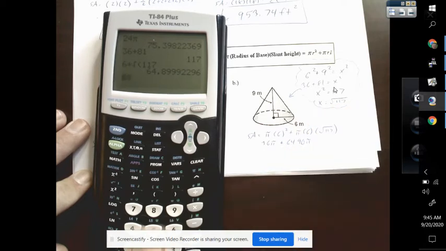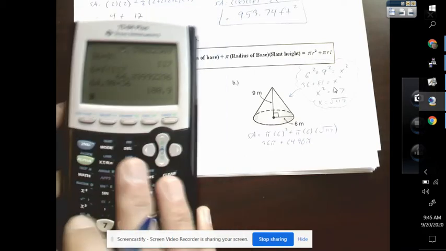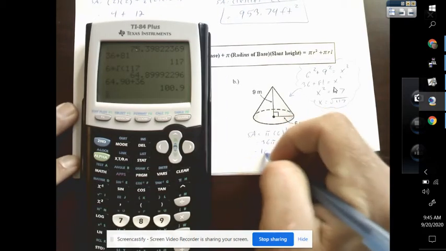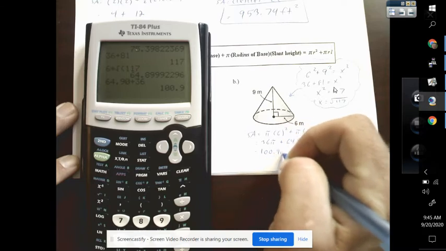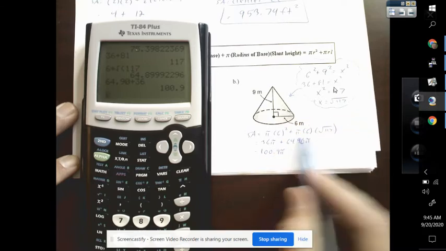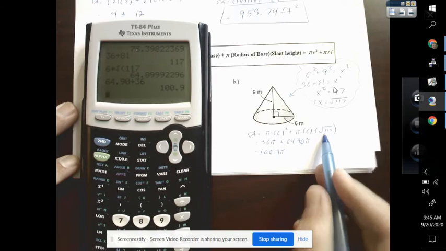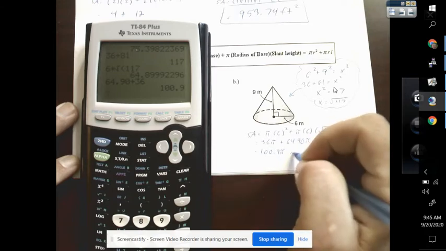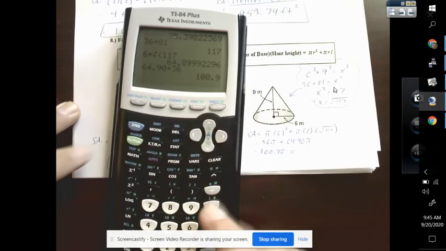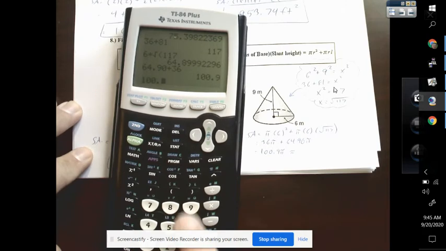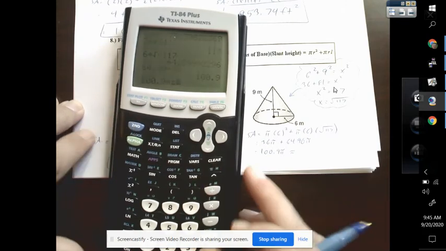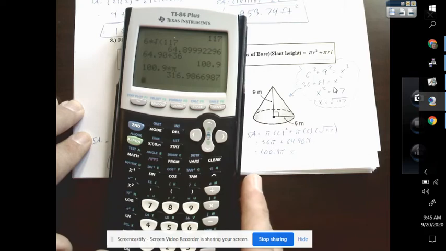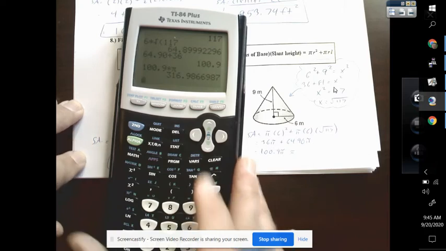If I do 64.90 plus 36, I get 100.9 pi. Notice that when I put this in my calculator, I did not put pi in there. I waited. Just a heads up there too. And finally, 100.9 times pi is 316.986, which rounds up to 316.99 meters squared.